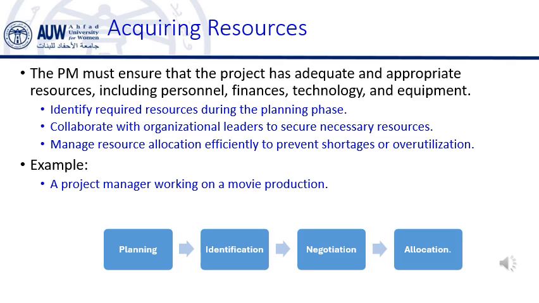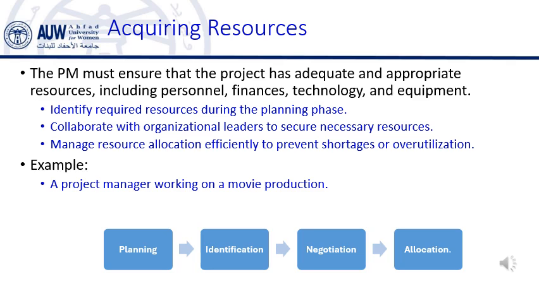Time constraints. In many projects, there is limited time to acquire resources, which can lead to rushed decisions or compromises on quality. The PM must work with suppliers, contractors, or team members to ensure timely delivery of resources. Example: if a PM is working on a film production and the shooting schedule is tight, they might need to acquire equipment or crew quickly. The PM must ensure that the resources are secured in time to avoid delays, while also maintaining quality.